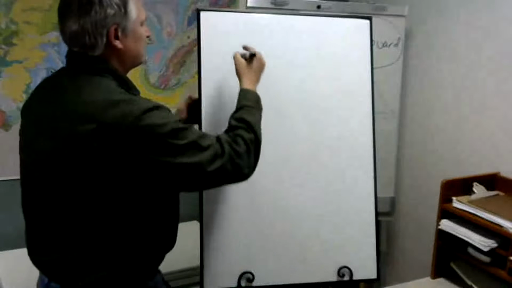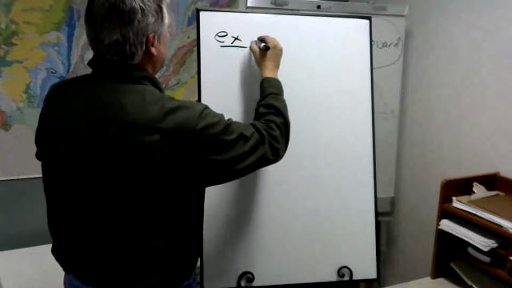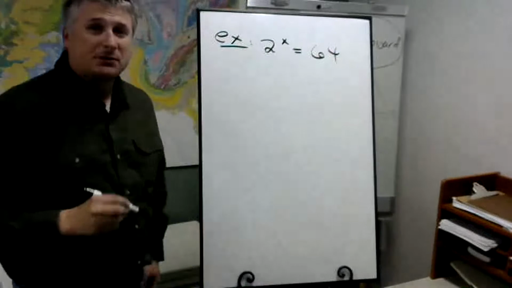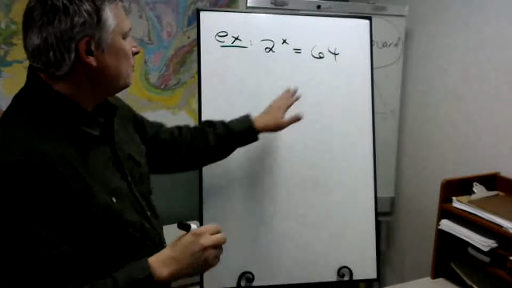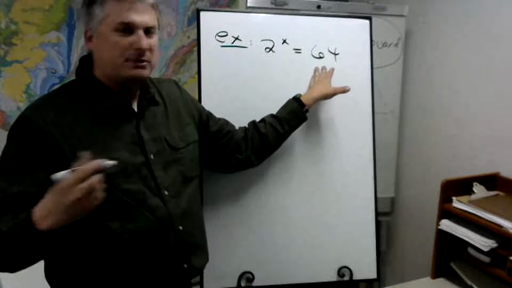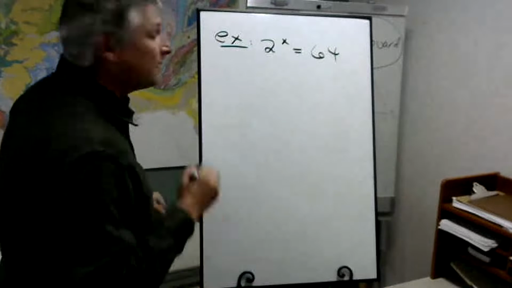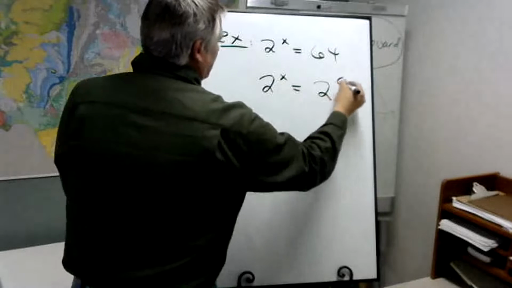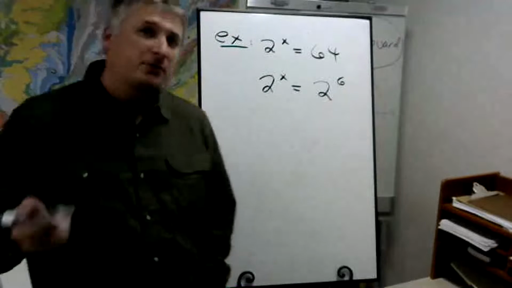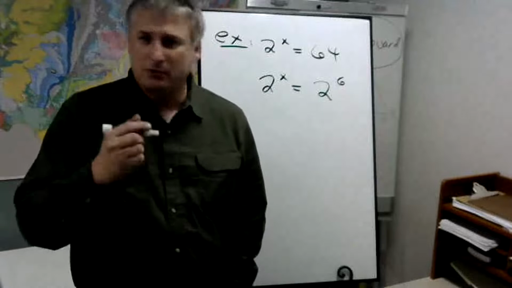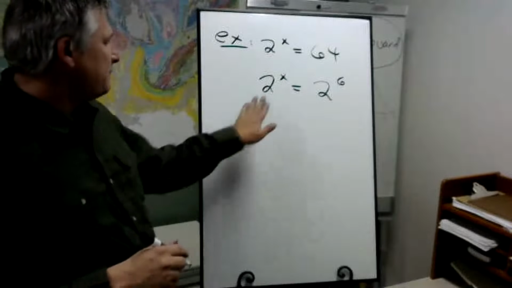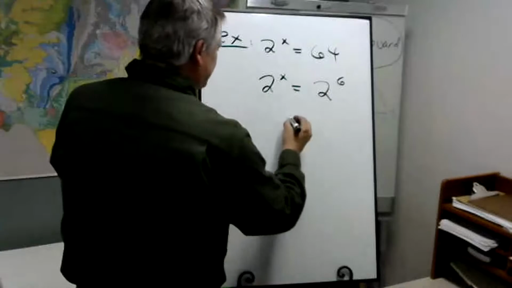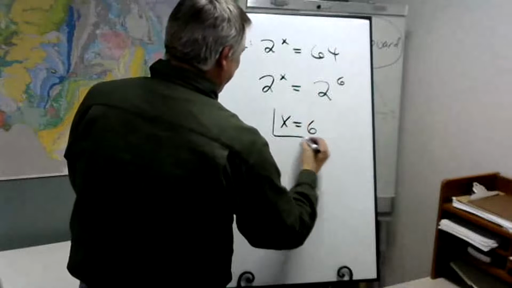So first one, 2 to the x equals 64. Now, what if we could turn this into an exponential expression with a base 2 and an exponent? Well, we can. It turns out that 64 is 2 to the 6th, or 2 to the 3rd times 2 to the 3rd. 2 to the 3rd is 8. So the bases are the same. That means the exponents are going to be the same. And so x is 6.